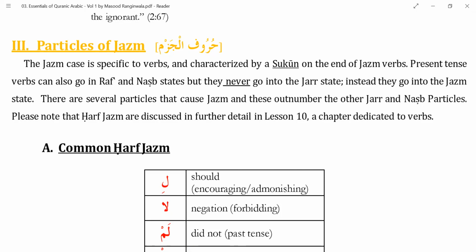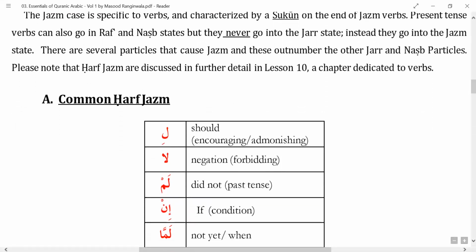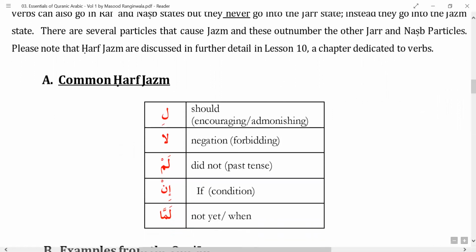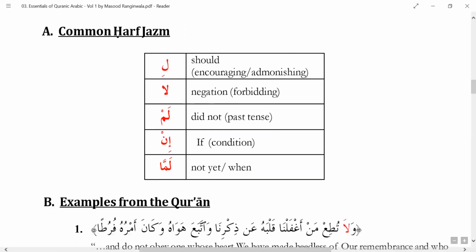Mudare can change. It can be rafa, it can be nasb, as we just now saw. Harf of nasb will make it nasb. They will not go into jar, instead they will go into the jazm state. And jazm particles are more than the other jar and nasb particles. You have harf of jazm in more detail in lesson 10, wherein you have a whole chapter only about verbs. So for now, what you need to remember is li, that you should do so and so. When you see that there is a present tense here with a sukoon, then you should know that this is a harf of jazm over here.